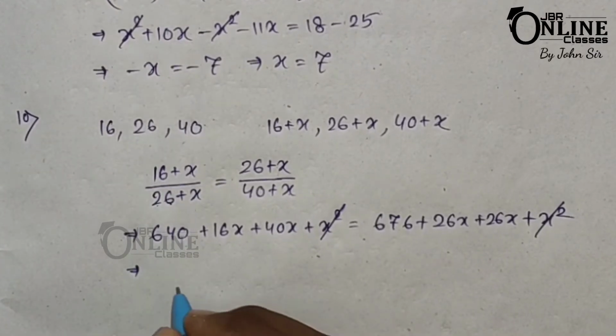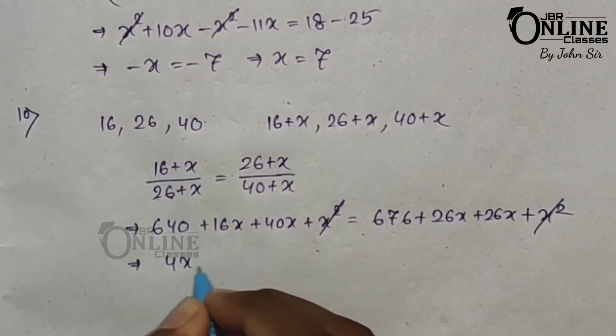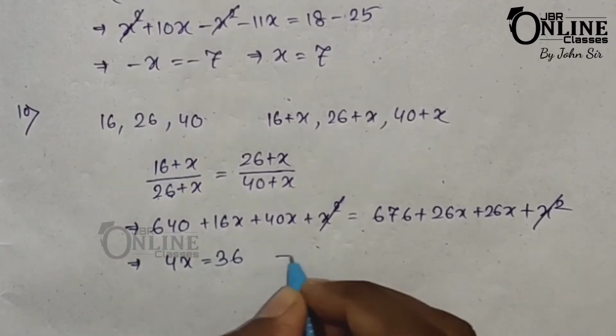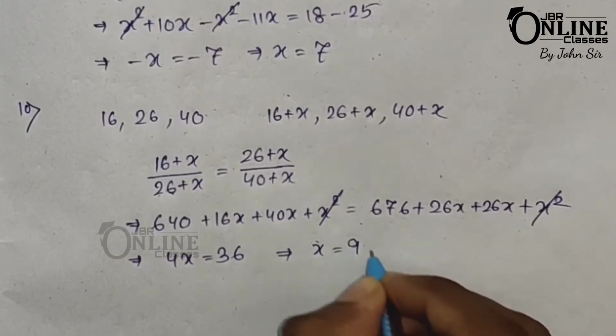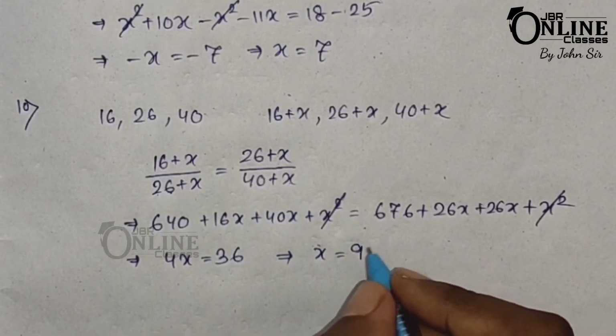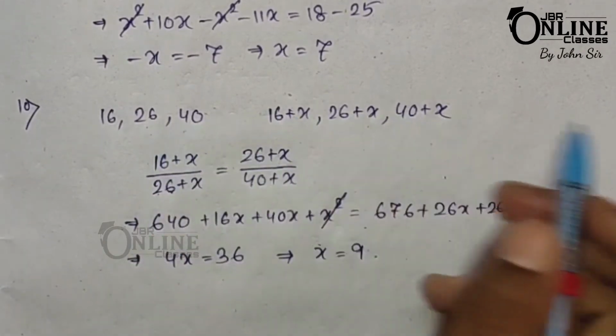So here finally you will get 4x equal to 36, and from that x equal to 9. So that means 9 must be added to each of the numbers.